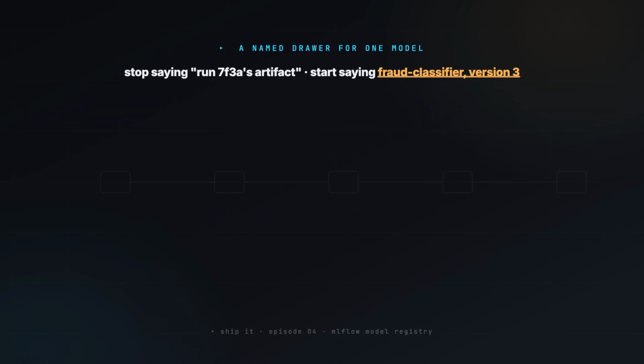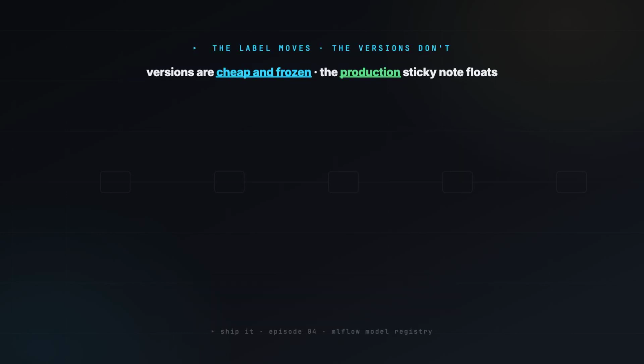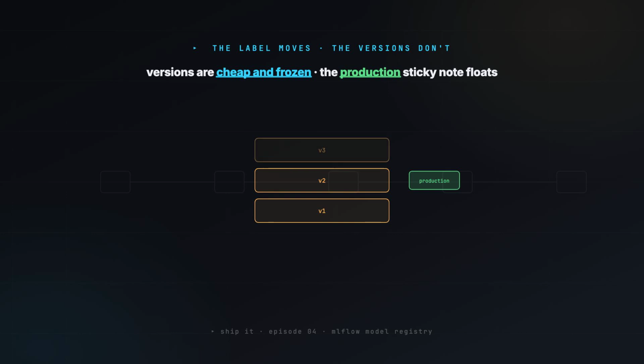A registry is just a named drawer for one model that fills up with versions over time. You stop thinking run 7f3a's artifact and start thinking fraud classifier version 3. Same model, but now it has an identity that outlives the run that produced it. Versions are cheap and automatic. Every time you register, you get the next integer, version 1, version 2, version 3, forever. What's expensive is knowing which one to trust.